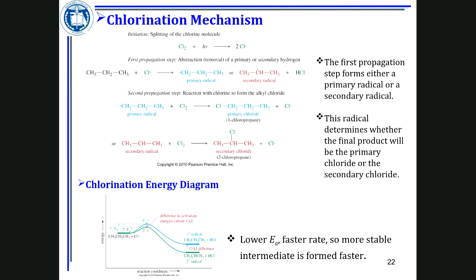Okay, this diagram here shows the stability of the secondary free radical compared to the primary free radical. The secondary free radical has less energy, less internal energy. It means that it's more stable compared to primary.